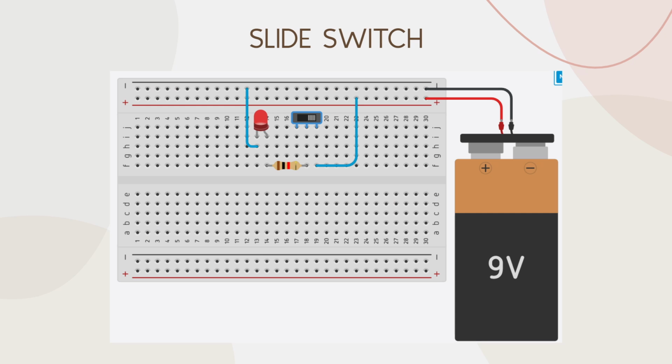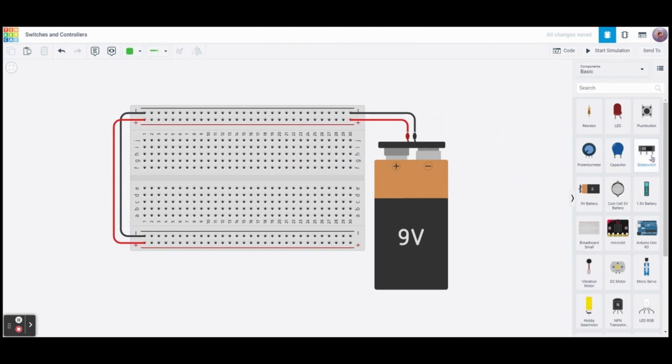And now we're going to be using a slide switch, which, instead of a push button, does not have an on or off state, but it has two terminals that it can switch sides to. So to build this, let's bring in a slide switch. And let's also bring in an LED and a resistor, which we can make to be 330 ohms.